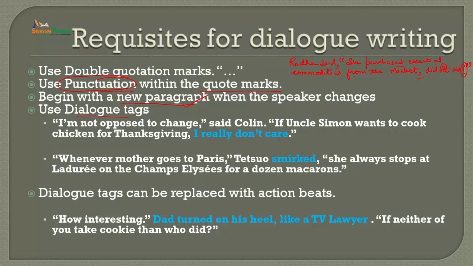After that, dialogue tags. You have to use dialogue tags whenever you want to exhibit that there is a gap between them. For example, "I am not opposed to change," said Colin. "If Uncle Simon wants to cook chicken for Thanksgiving, I really don't care." So, said Colin is a dialogue tag. Then further, "Whenever mother goes to Paris," she used to smile. "She always stops at Ladurée, Champs-Élysées, for a dozen macarons." Smiled is again a dialogue tag.